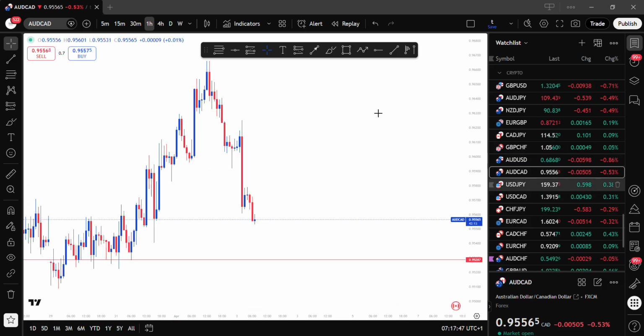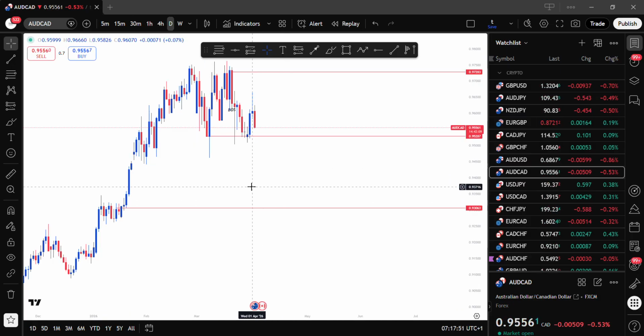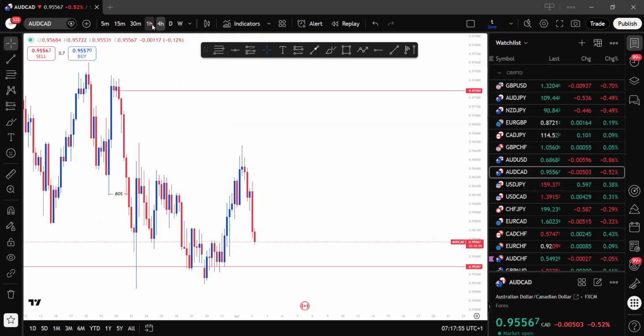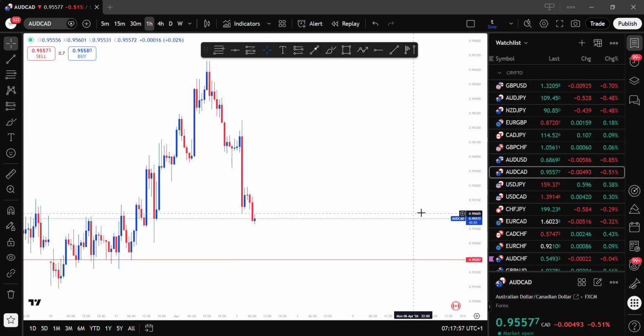On AUD CAD daily time frame, it's the same thing as AUD USD. So if you see the 4 hours, more sales happening. 1 hour, more sales still happening.